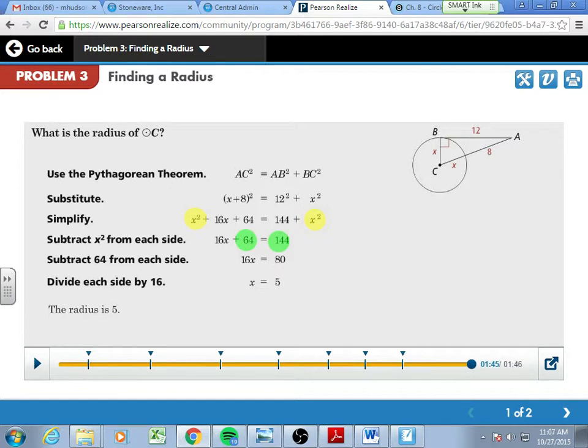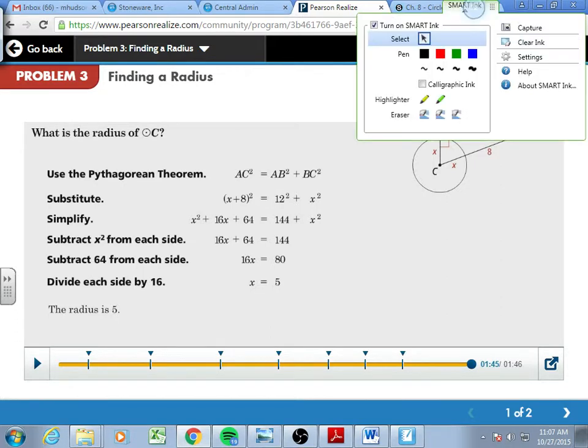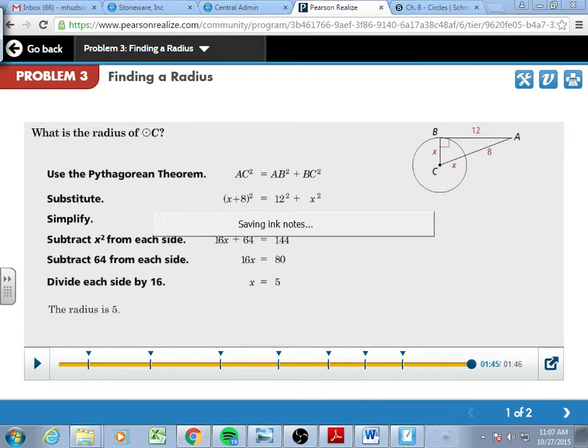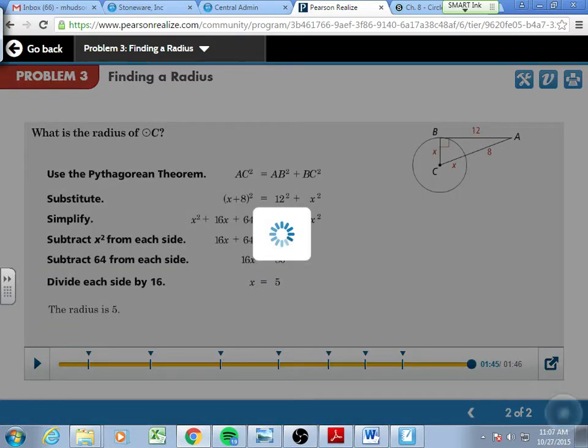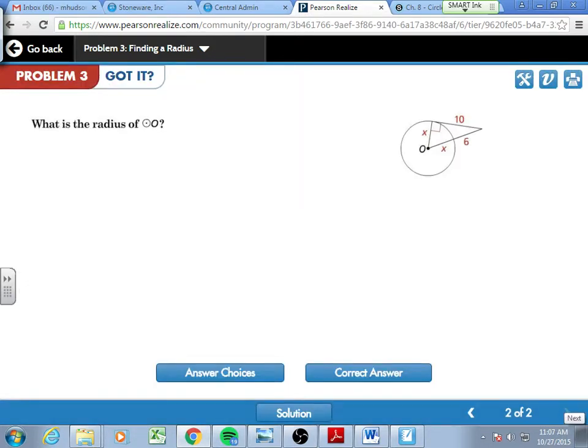That was a lot easier than it looked. Don't be afraid of squaring binomials. The more you do it, the easier it gets. Yeah, so now this one, not as perfect.